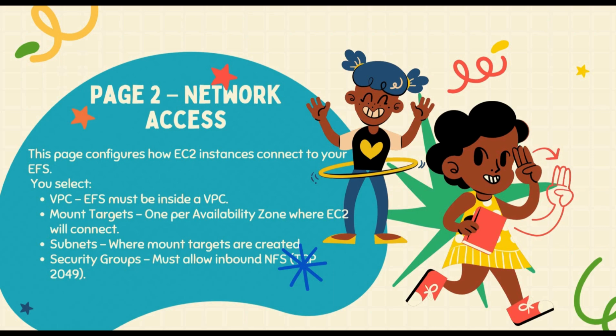Next, network access. Once the basics are set, we move on to network access. This is like giving your EC2 instance the right door to enter your file system. You put your EFS inside a VPC, create mount targets for each availability zone where your EC2s will connect, and pick the subnets for them. Then you make sure the security groups allow NFS traffic. That's TCP port 2049. Otherwise your EC2s will be knocking but no one's going to answer.